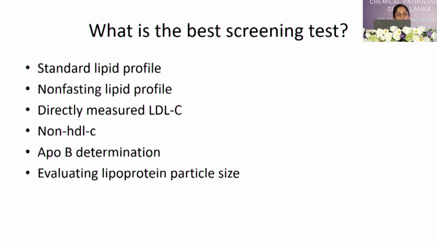So what is the best screening test if I ask you quickly? Still it's the standard lipid profile. We can do the non-fasting lipid profile also, but still we have shortcomings on that. And a single total cholesterol level is a better option for that.